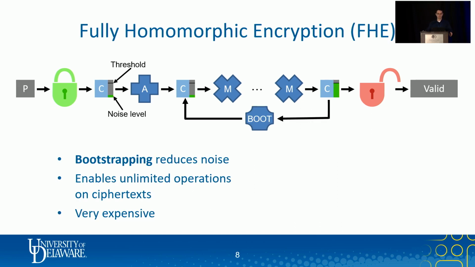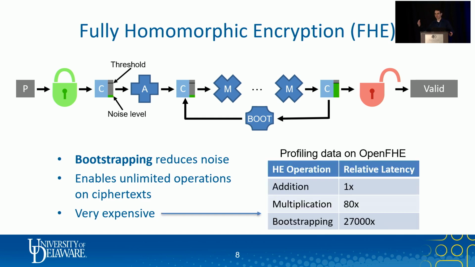The good news is a specific type of homomorphic encryption scheme called fully homomorphic encryption was introduced. The main addition here is an operation called bootstrapping, which takes our ciphertext that has a lot of noise in it and reduces it to some lower noise level. This essentially enables programs of unlimited length because we can do as many operations as we want. The problem with bootstrapping is that it is very expensive, even compared to our homomorphic operations. What our table shows here is that from our profiling data, bootstrapping takes about 27,000 times longer than homomorphic addition. Because of that, it ends up being a significant bottleneck of homomorphic programs.